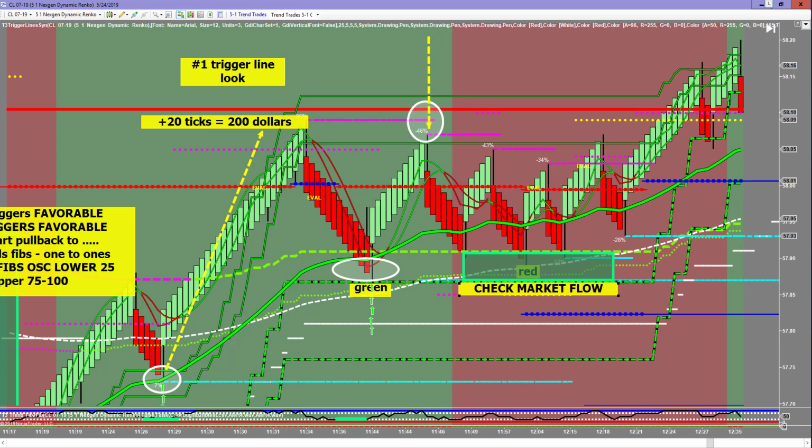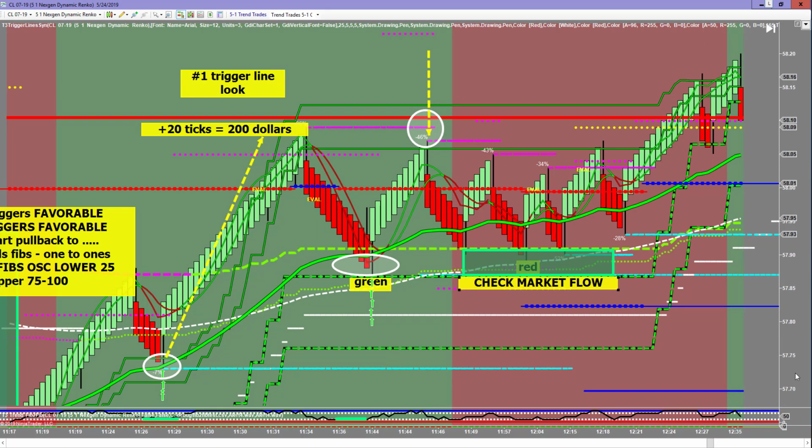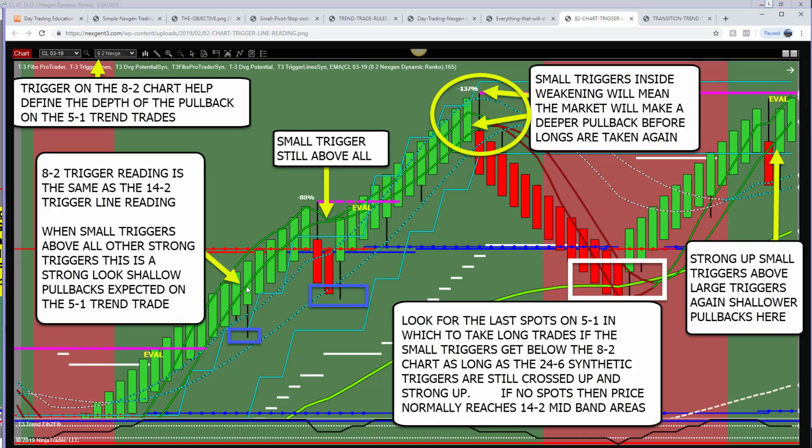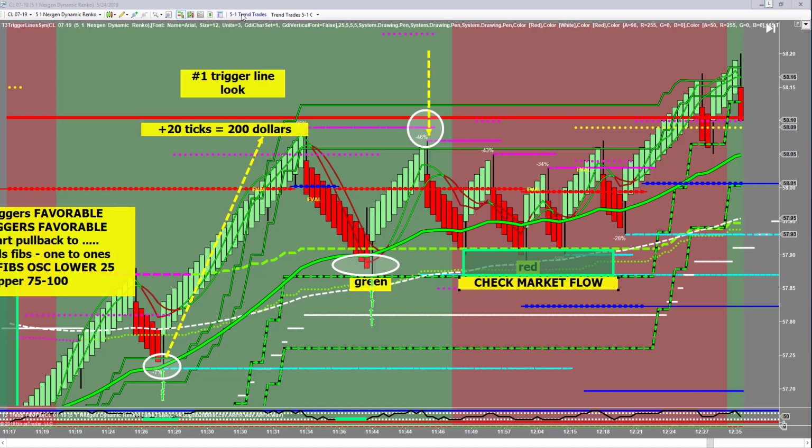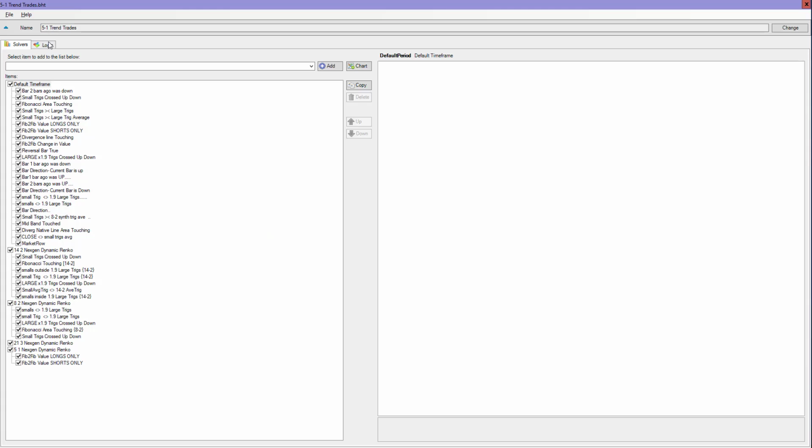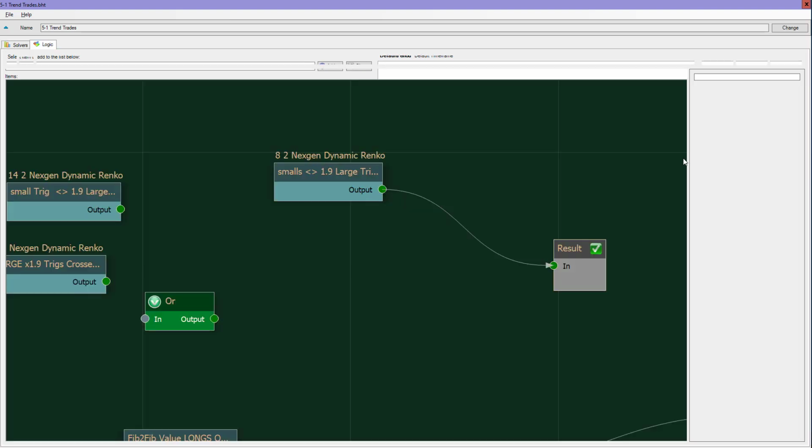The small, Vittorio, maybe I'm not being clear. The small triggers on the 8-2 chart are physically above the large triggers, it's green. The small triggers are physically below the large triggers, it's red. You okay with that? We went through this, but again, I'll do it again. If there's confusion, tell me, because this is the rule right here.